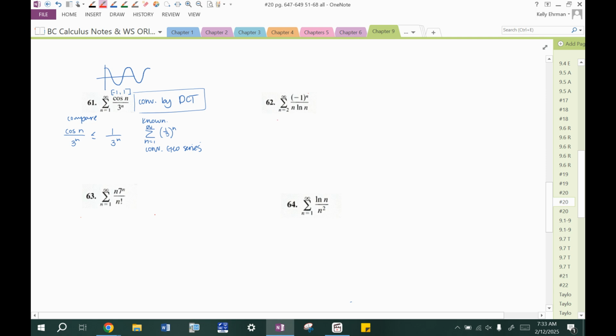Okay, this looks alternating, so I always try that. Anytime I see -1 to the n, I try alternating, because even if alternating doesn't work in the second step, then I haven't wasted too much time.